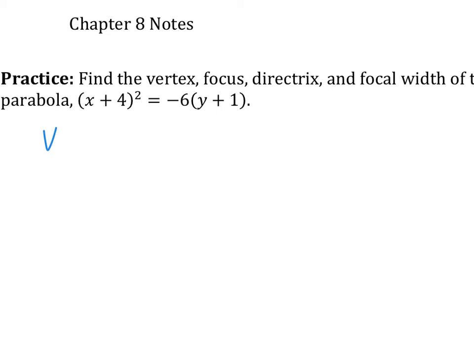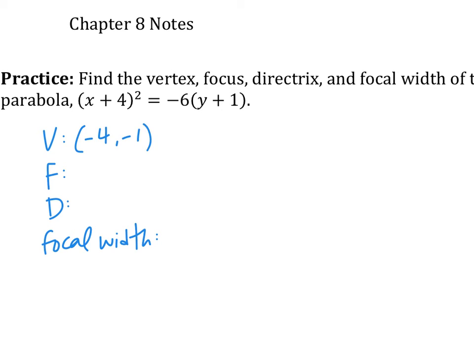Okay, so you still have to find the vertex, the focus, the directrix, and focal width. Remember, you should start with the picture and h, k, and p. Okay, the vertex is going to be at (-4, -1). Focus is (-4, -5/2). Directrix is y equals 1/2, and the focal width is 6. Okay, focal width is always positive. We're talking about a real length.